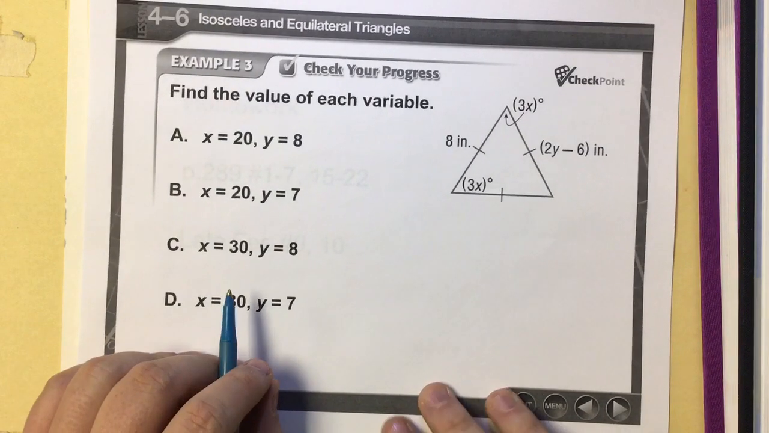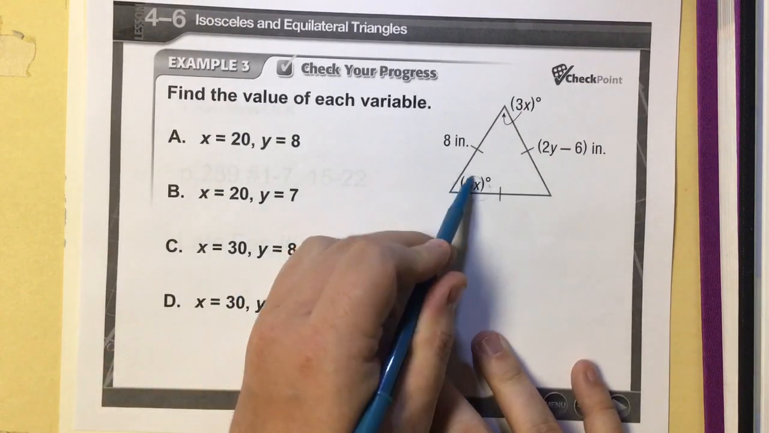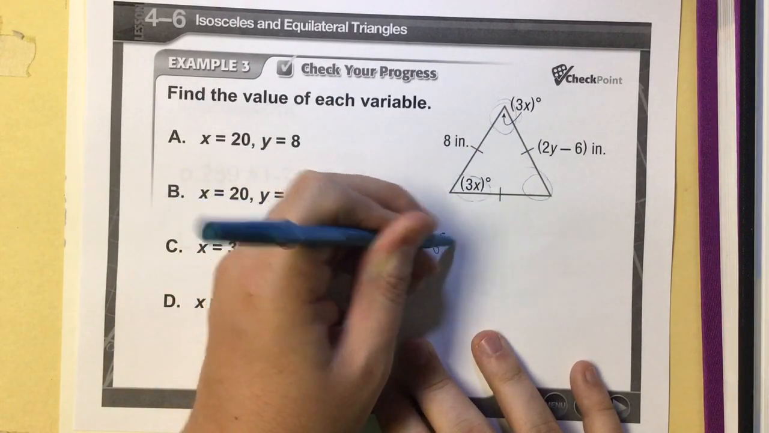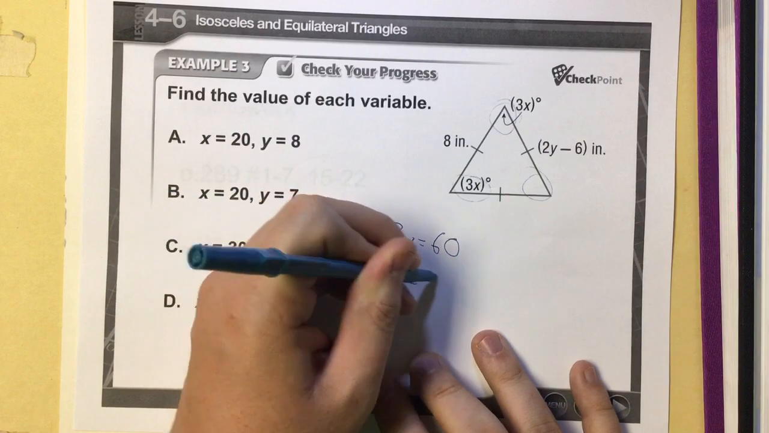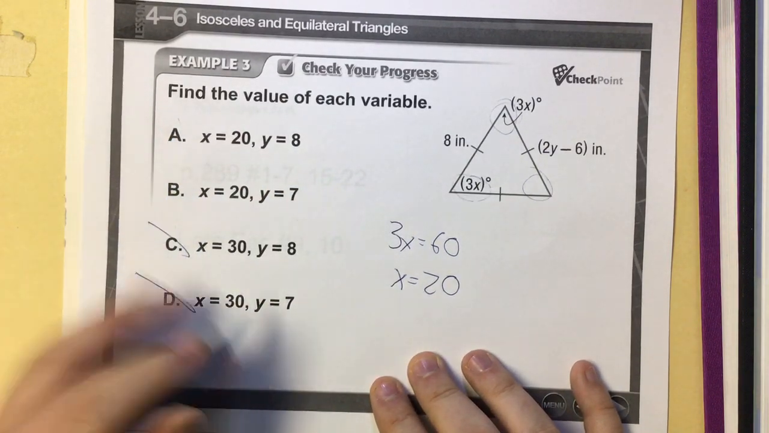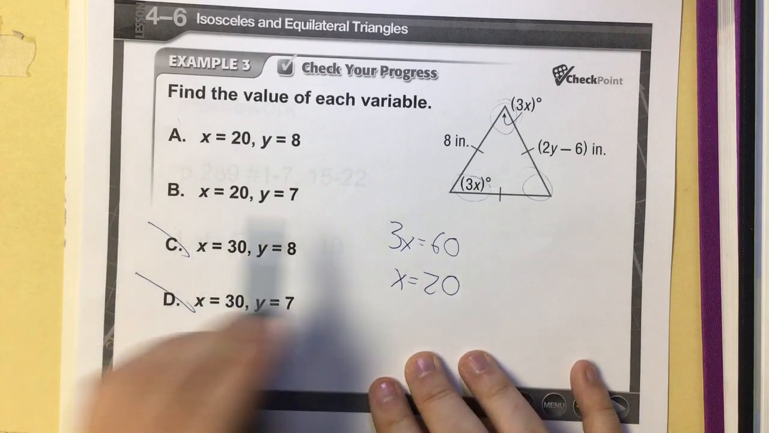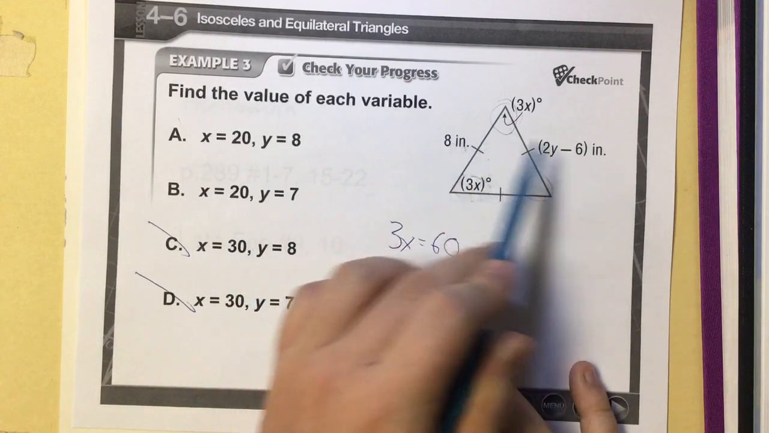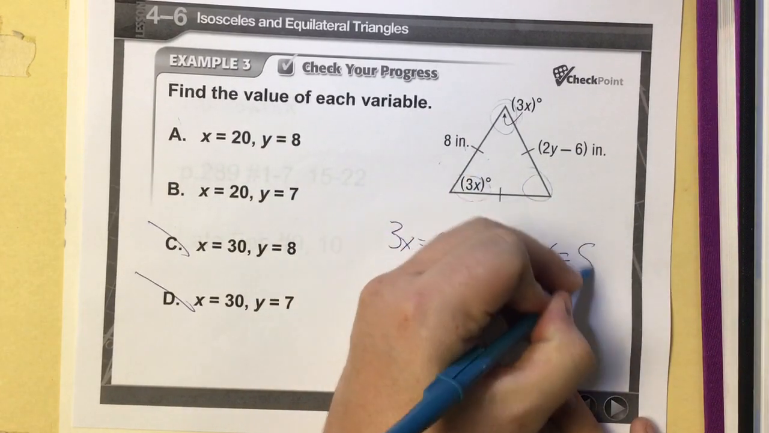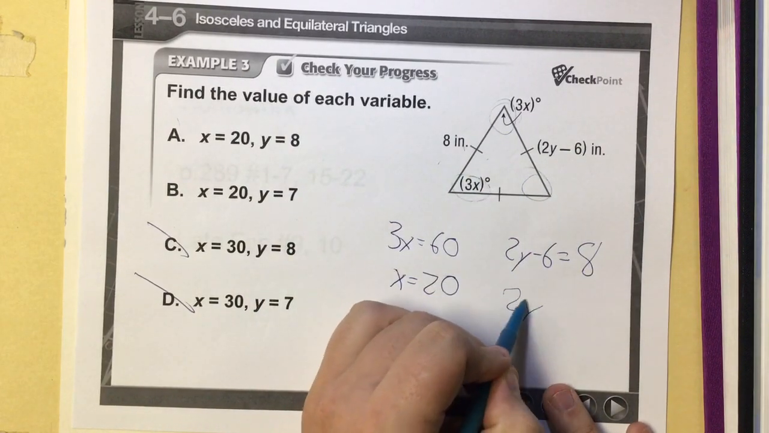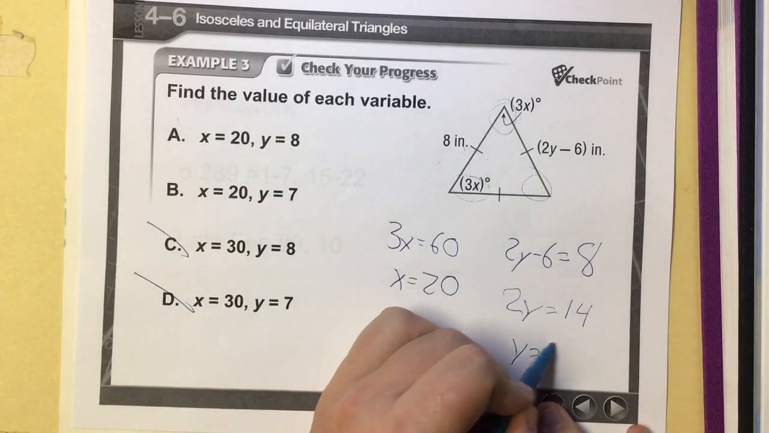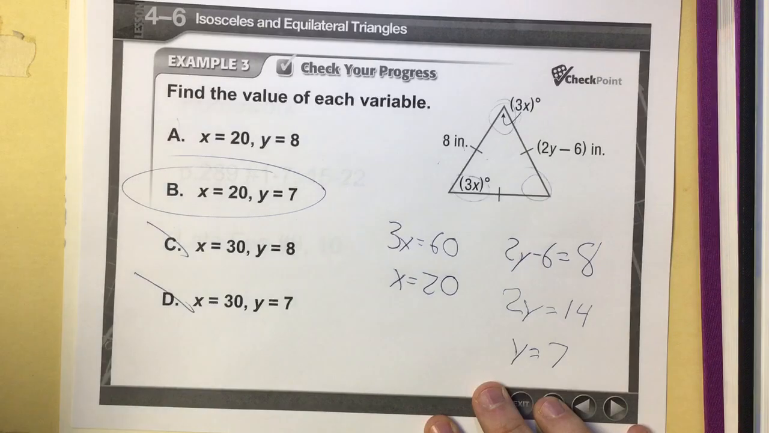Here's the same idea. Our last example, each angle has to be 60. So 3x equals 60. Divide by 3, and we get x equals 20. So I know x is 20, so C and D are out right away. And then I know these two sides have to be equal. So I can say 2y minus 6 equals 8. Add 6 to both sides. 2y equals 14. Divide by 2 and get 7.